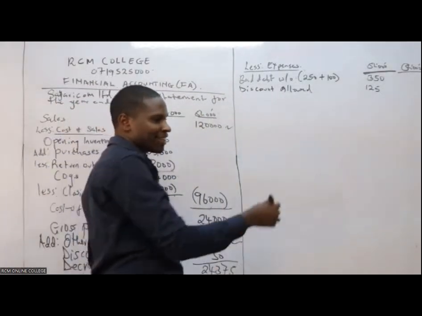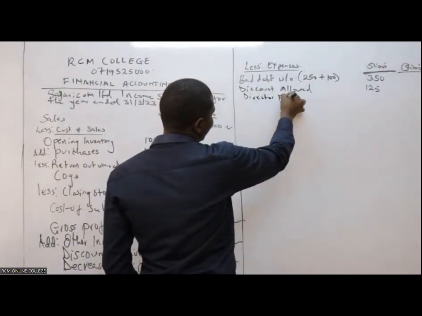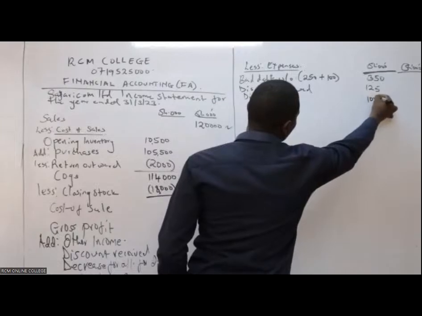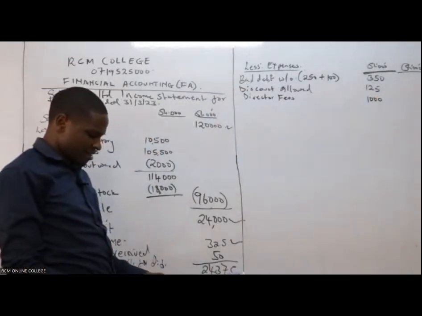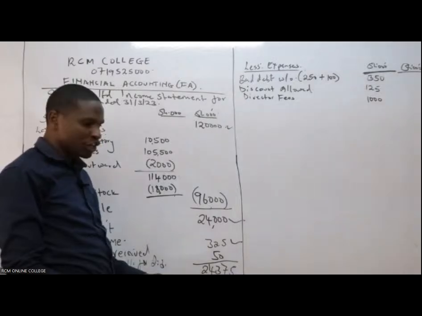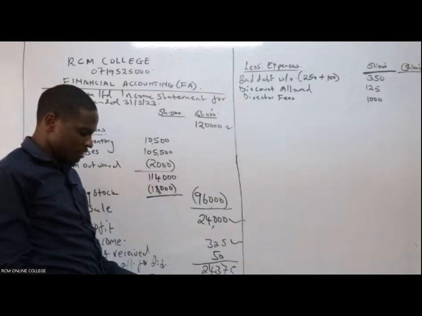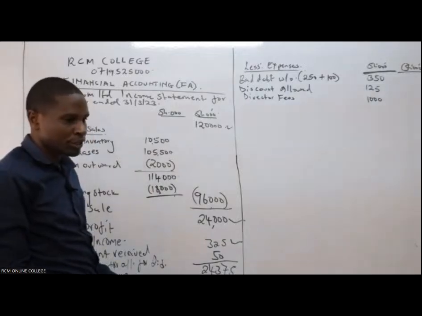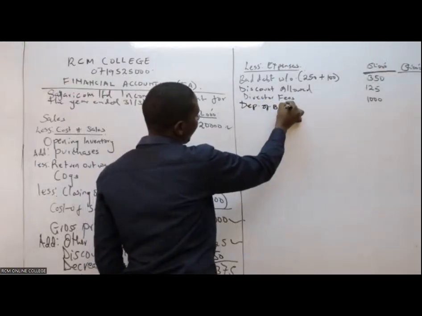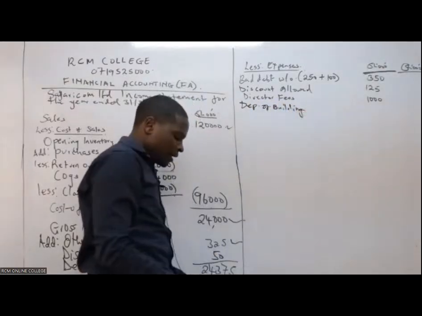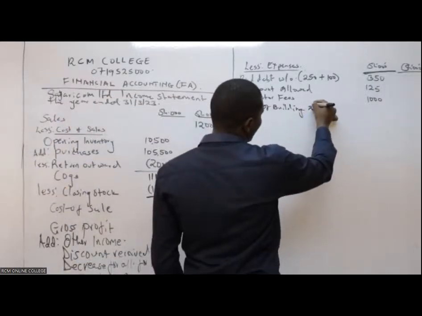Who can identify any other? Director's fee. This is another one, a direct one. Director's fee, 1,000. This thing was easy. Any other? Now we can check the depreciations. Maybe you can start with the depreciation of building. If you look at additional information, we are told that the building depreciation rate is 2% at cost.